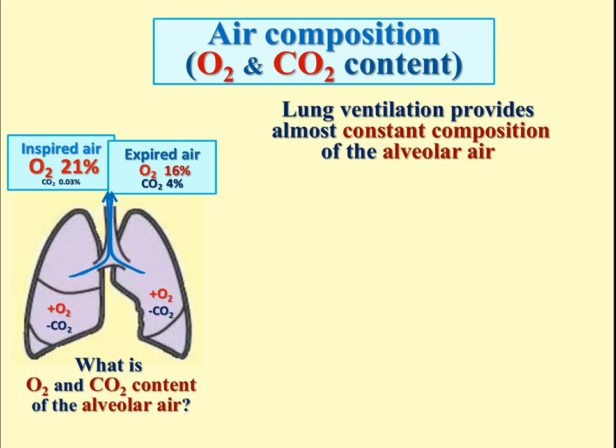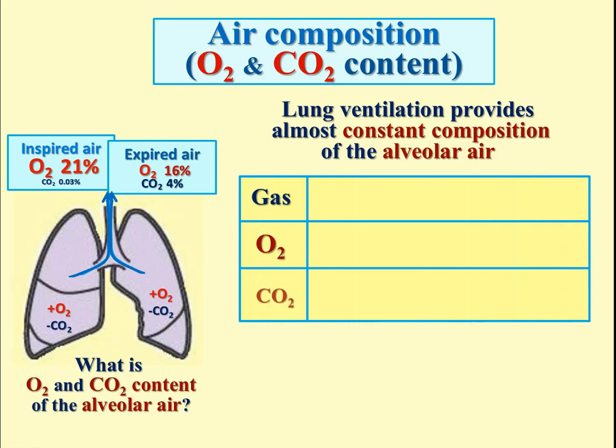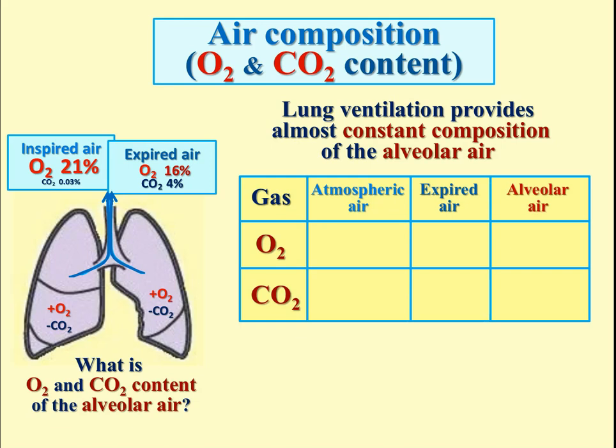Now, what is the content of both oxygen and CO2 in the alveolar air? Let's put all the values into the table for two gases, oxygen and CO2. Atmospheric air, expired air, and the alveolar air. All these three types of air have different content. Atmospheric air exactly is considered to be about 20.93%. Of course, simplified, you may say 21%. Then CO2 usually is taken as 0.03.